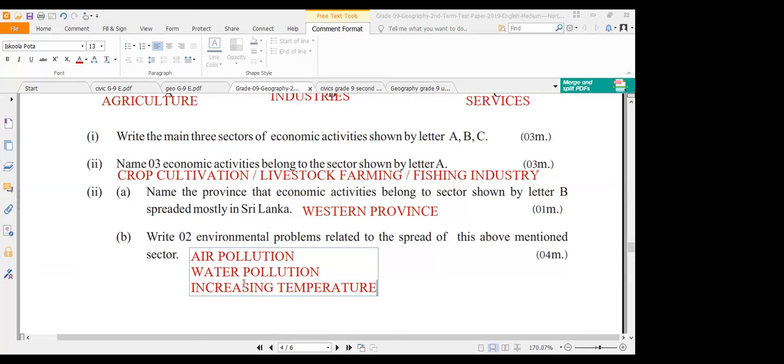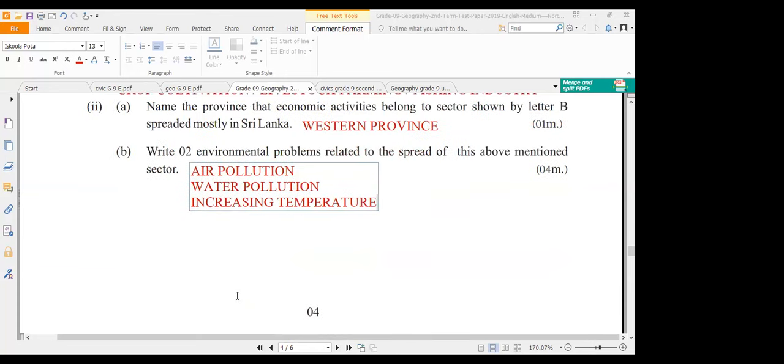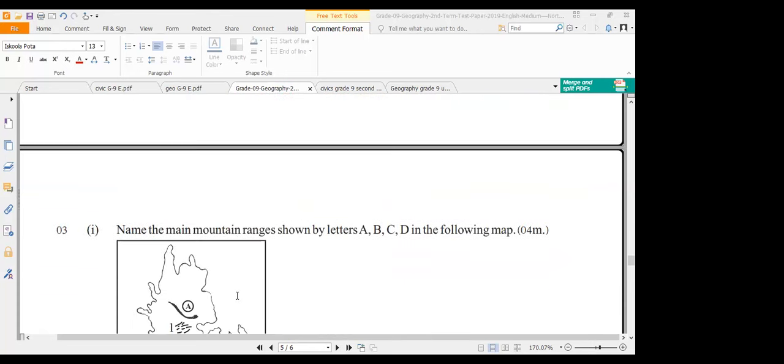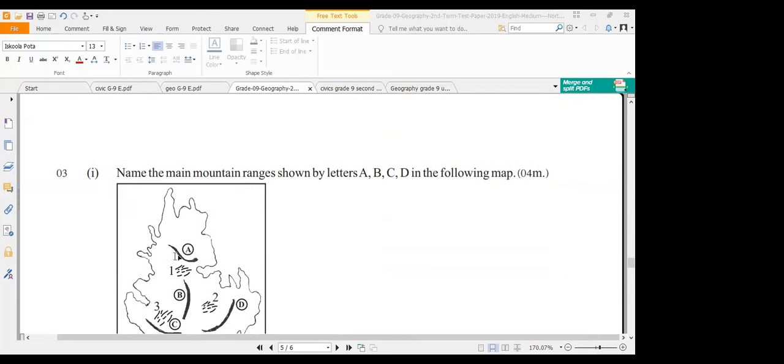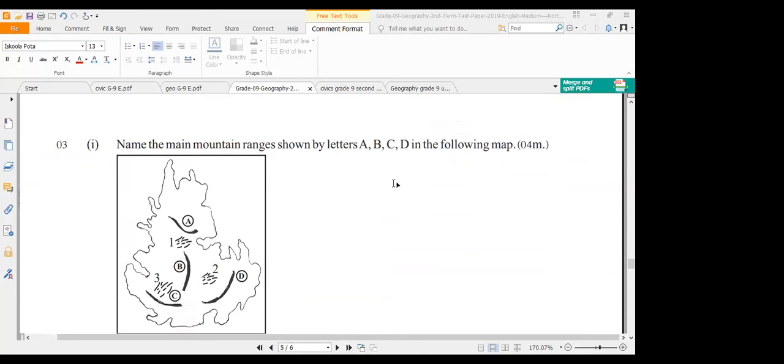Water pollution, air pollution, sound pollution, increasing temperature. Right. Section number 3: name the main mountain ranges shown by A, B, C, D.